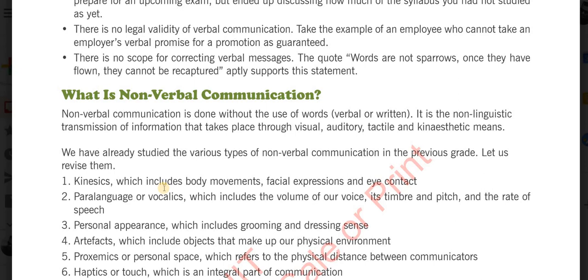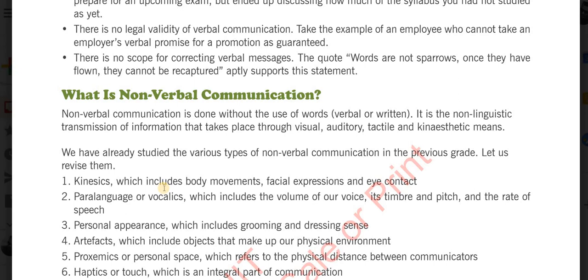So what is non-verbal communication? Whatever mode we are using, that is one thing, and non-verbal communication is another thing. In non-verbal communication, we do not use any words. We just use sign languages or visual, auditory types of means. We have already studied the various types of non-verbal communication in the previous grade, so let's revise them. I hope you all know what non-verbal communication is so far.